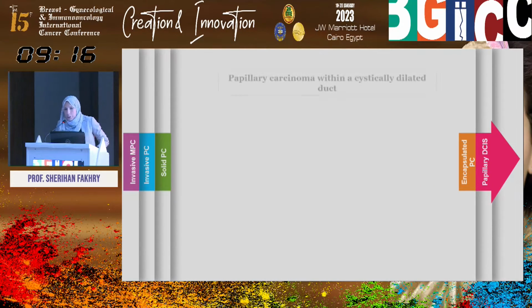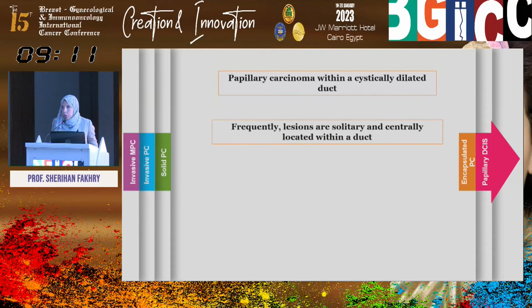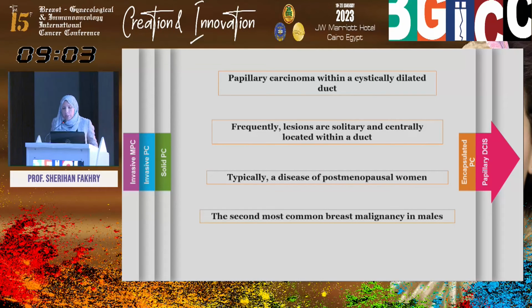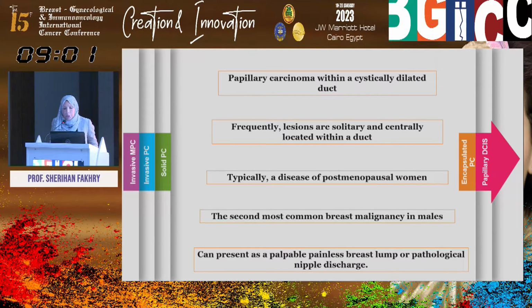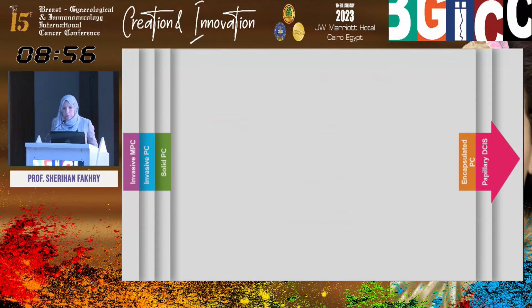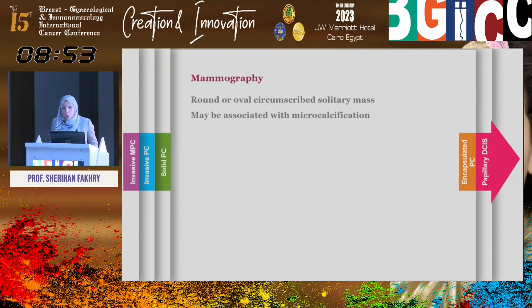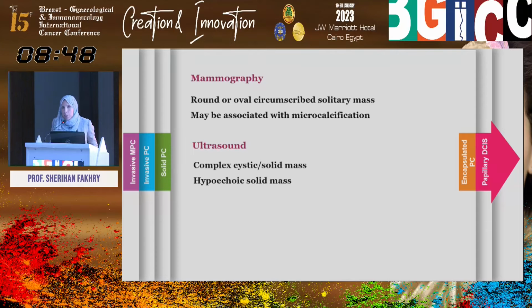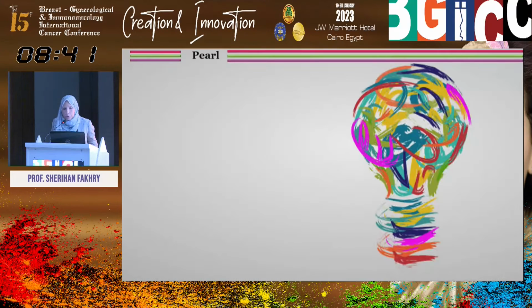Concerning encapsulated papillary carcinoma, it is a papillary carcinoma within a cystically dilated duct, more commonly solitary and centrally located within a duct. Typically, it is a disease of postmenopausal women, and is the second most common breast malignancy in males. It can present as a palpable painless breast lump or a pathological nipple discharge. By mammography, it usually appears as a circumscribed solitary mass, by ultrasound as a complex cystic solid lesion, by MRI as a complex cyst with intracystic enhancing nodule or enhancing solid component.